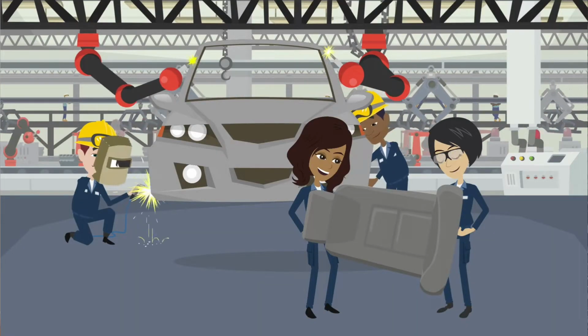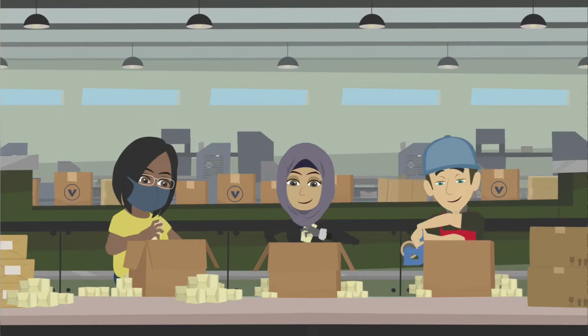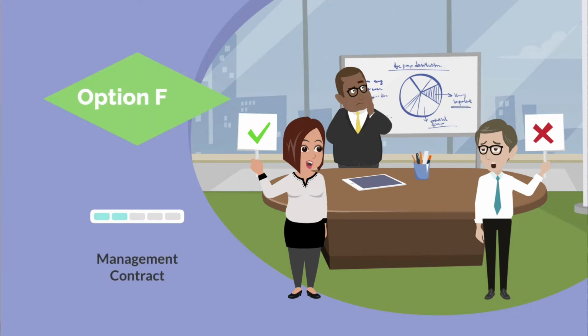This is where you will have certain performance which benefits both parties. So this one, it's risk sharing between the two, right? And then we move into option E. Option E is a cost reimbursable. And then we have option F, which is a management contract.